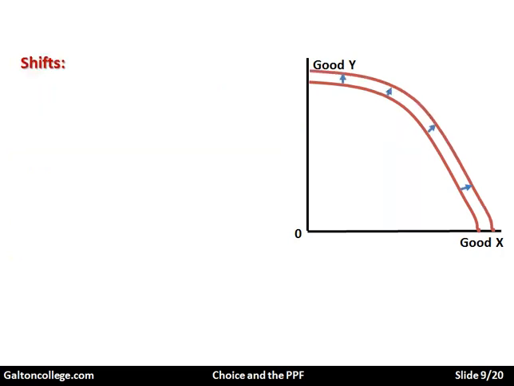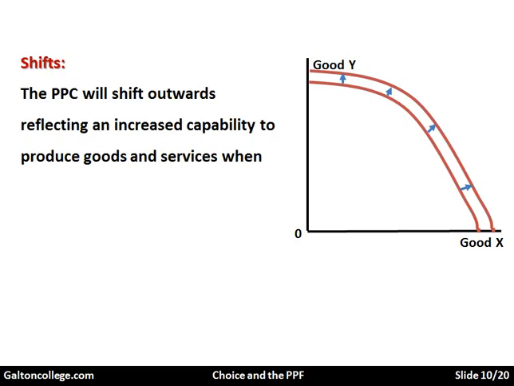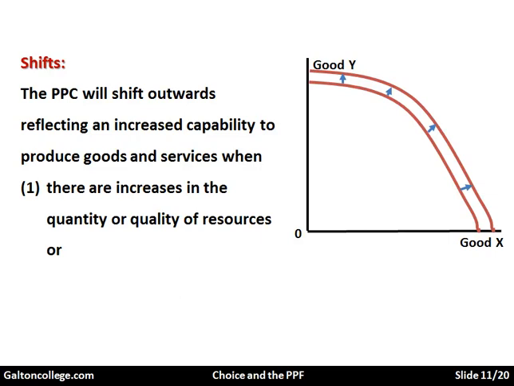Now you can have a shift of the curve. For example, a shift would show the curve moving outwards. It could be a shift inwards, of course, but in the case of it moving outwards, it reflects an increased capability to produce goods and services. For example, when there are increases in the quantity or quality of resources, or there is technological progress. So the shift outwards of the production possibility frontier represents, if you like, economic growth.